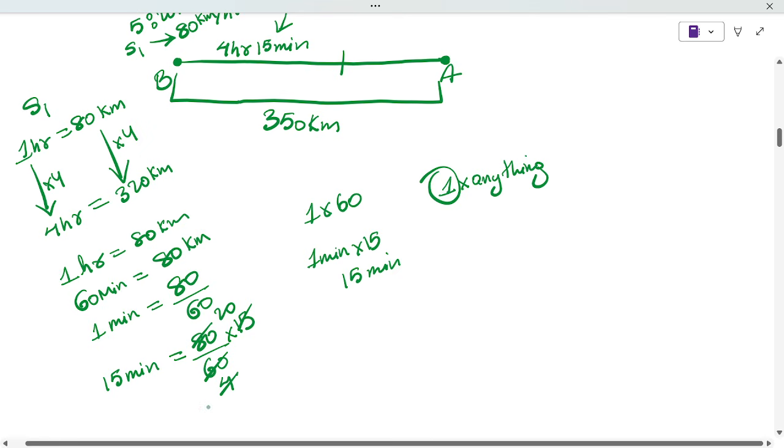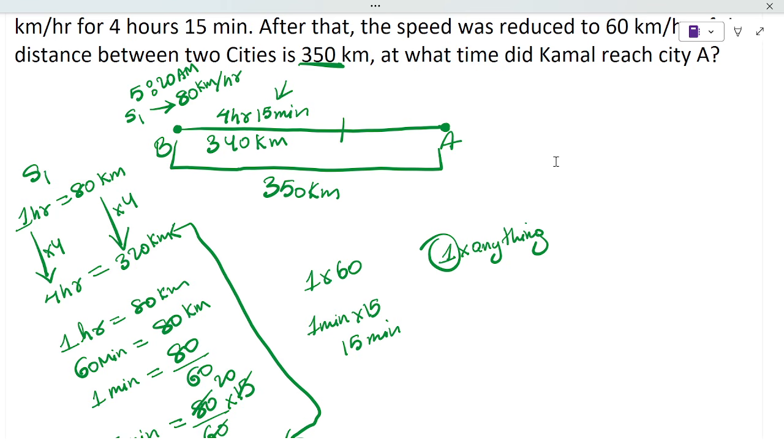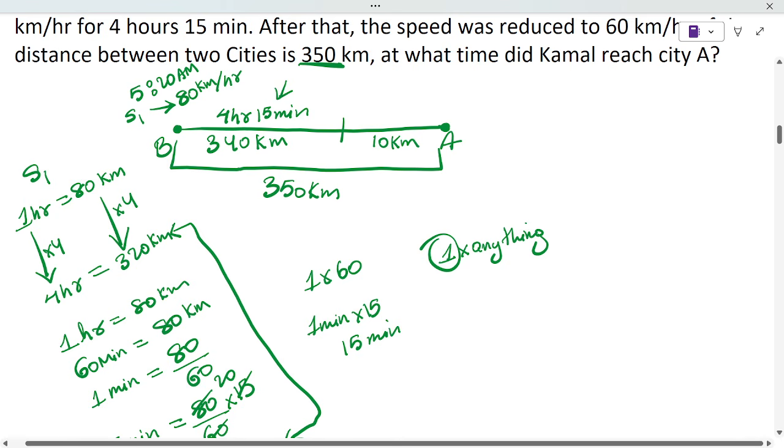So 15 minutes is equal to 20 kilometers, right? Yes. So 4 hours is 320, and 50 minutes is 20 kilometers. So overall the distance is 340 kilometers while traveling for 4 hours and 50 minutes at a speed of 80 kilometer per hour. Now total distance is 350, so we're left with 10 more kilometers.